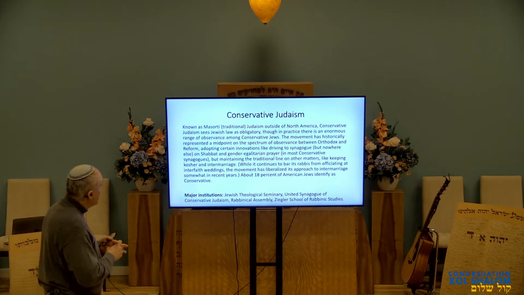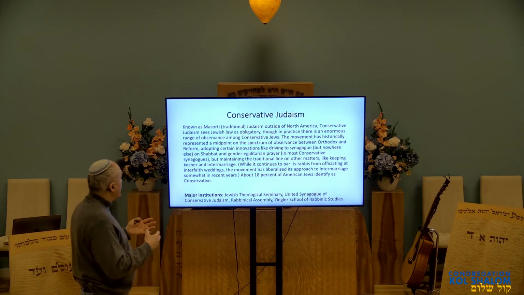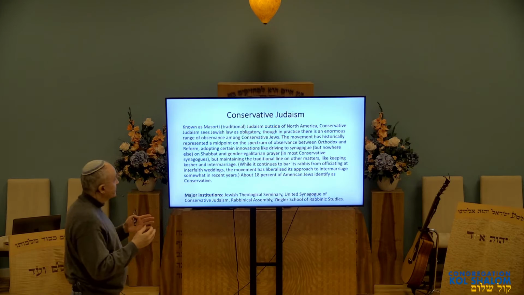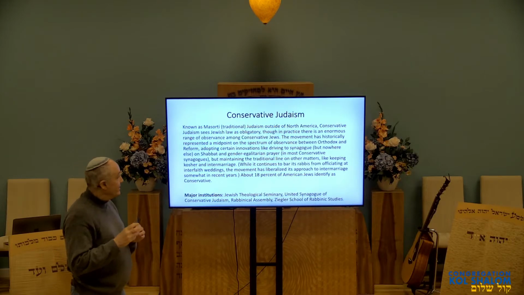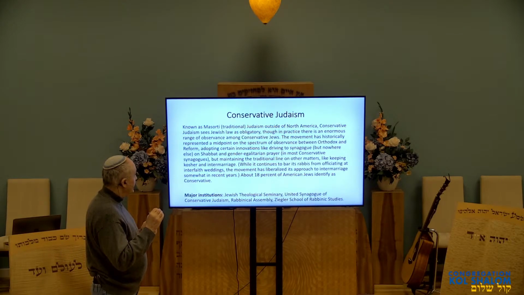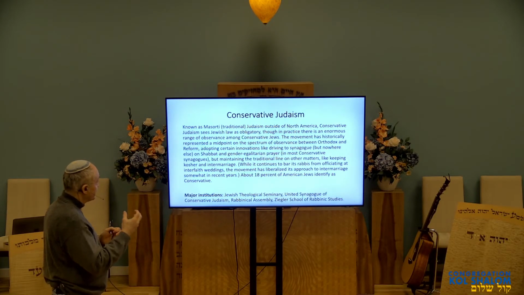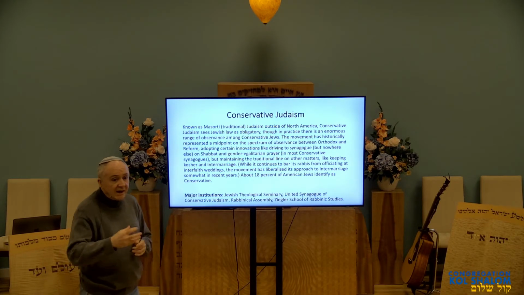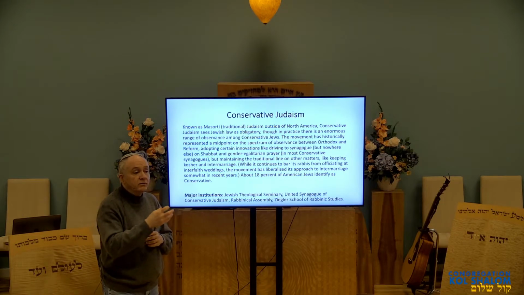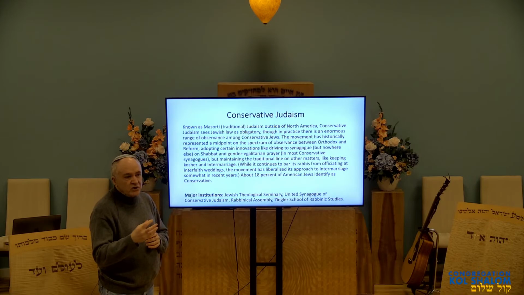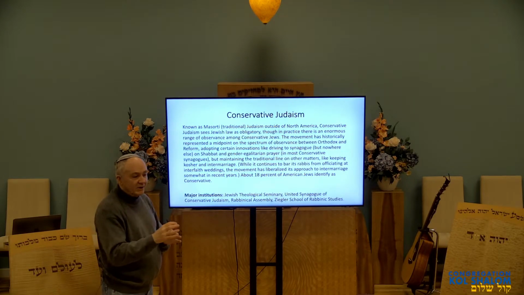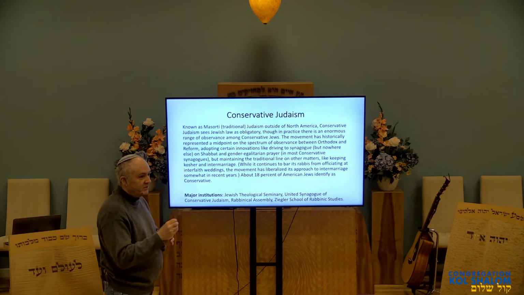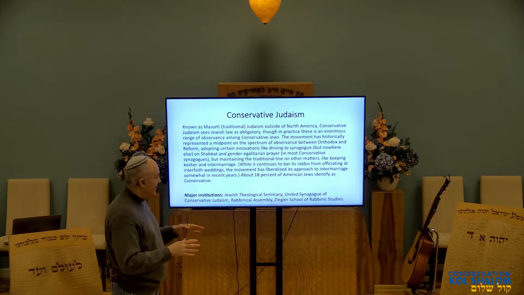Conservative Judaism, known as Masorti, traditional, outside North America, sees Jewish law as obligatory, even though in practice there is an enormous range of observance among conservative Jews. Halakha is important. You need to follow the law. Interpretation is crucial because there are many ways, as we saw, of interpreting the law, but you cannot be a conservative Jew and say, I don't care what the law says.